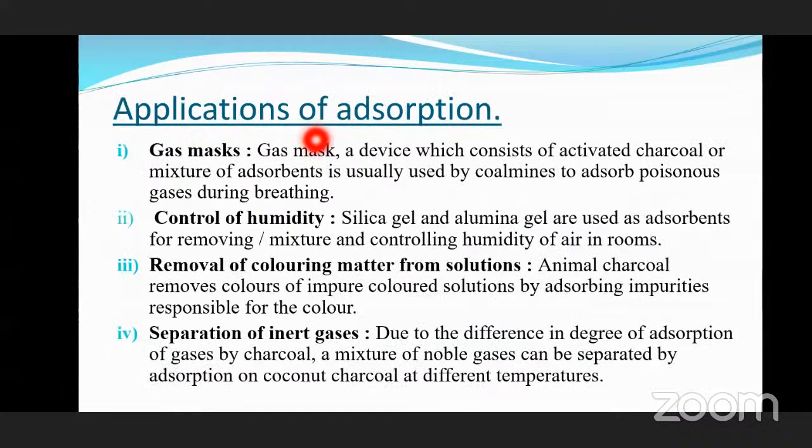Applications of adsorption. Here it is also a very important one. Under this, the first point is gas mask. A gas mask is a device which consists of activated charcoal or a mixture of adsorbents, usually used by coal mines to adsorb the poisonous gases during breathing.